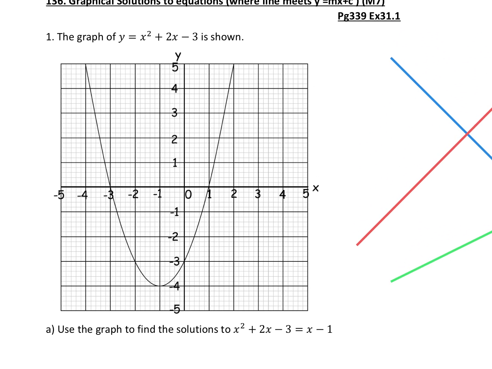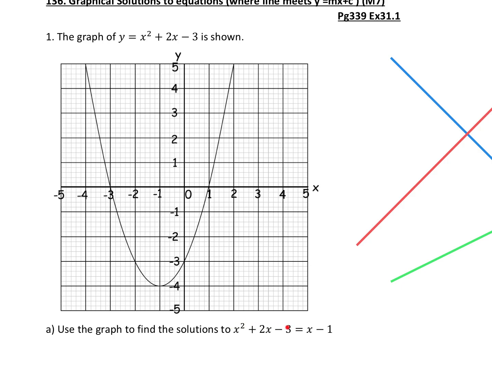So how are we going to use this graph y equals x squared plus 2x minus 3 as shown? How are we going to use that graph to find the solutions to x squared plus 2x minus 3 equals x minus 1? You're best to be watching the previous video if you've got no idea at all, but if I summarise, you can see that the graph is drawn, x squared plus 2x minus 3 is also in this question.